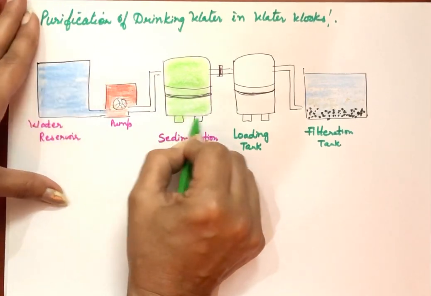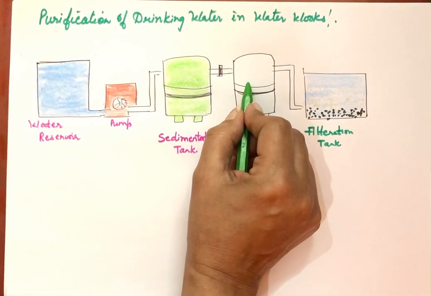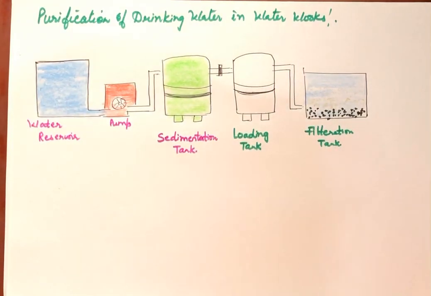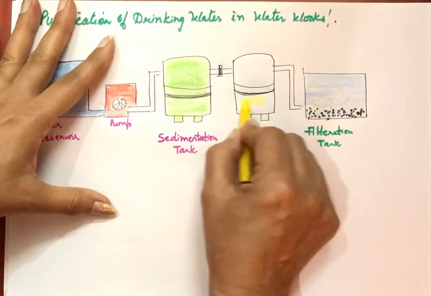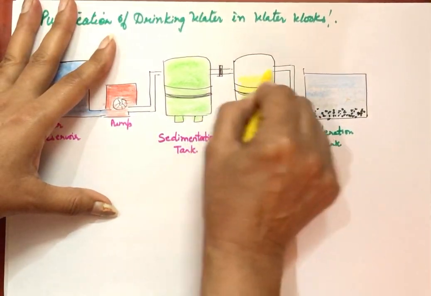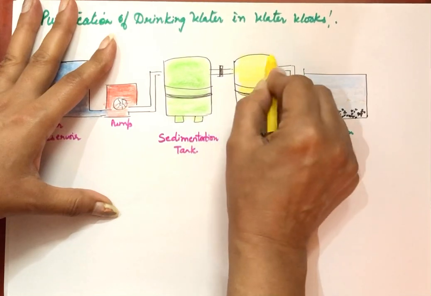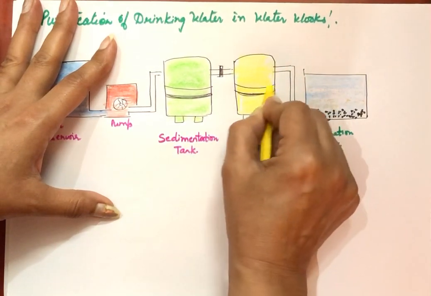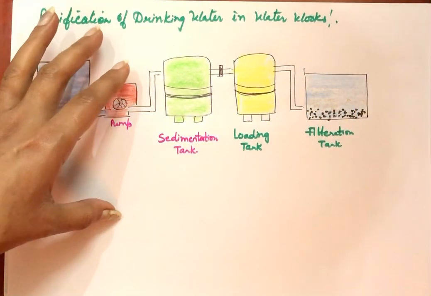And after the removal of these clay particles from here, the water is sent into this tank, the sedimentation tank, to the loading tank. In the loading tank, only the clay particles are becoming heavy and settling down. And then from the loading tank, the water comes into which tank? That is the filtration tank.